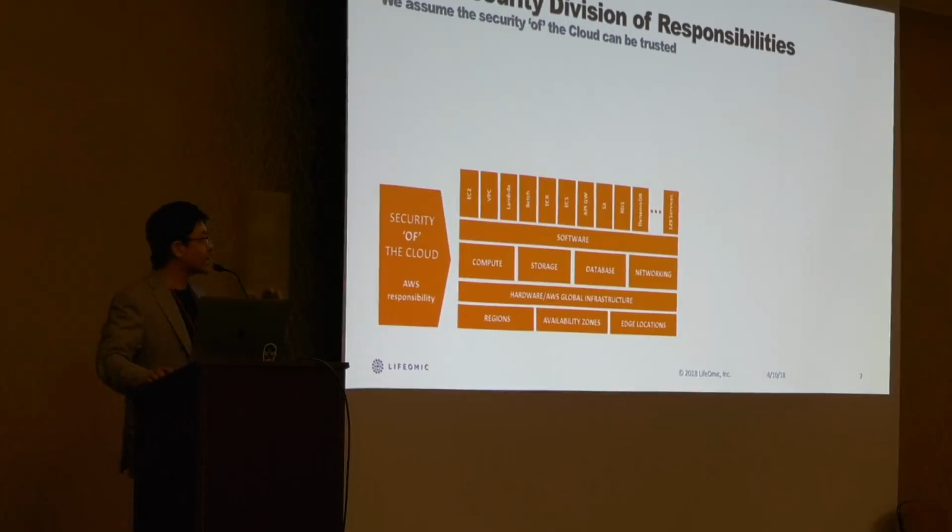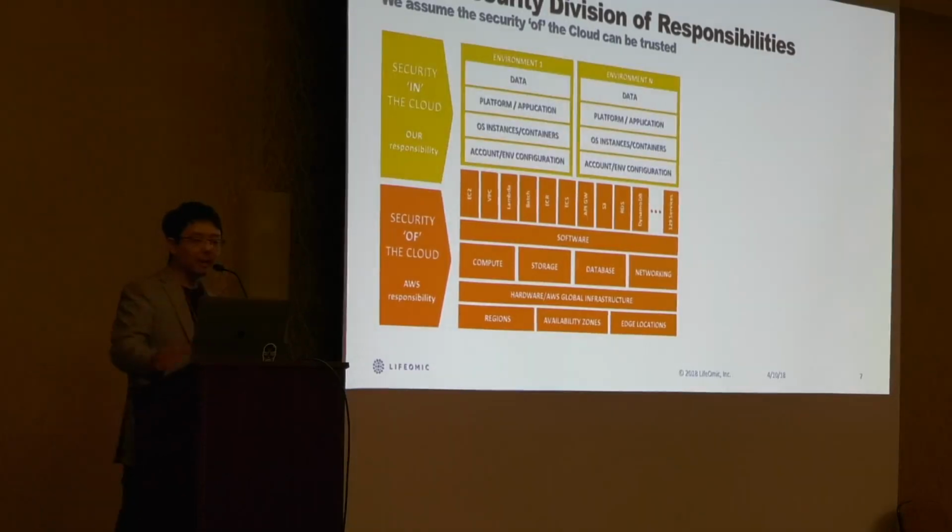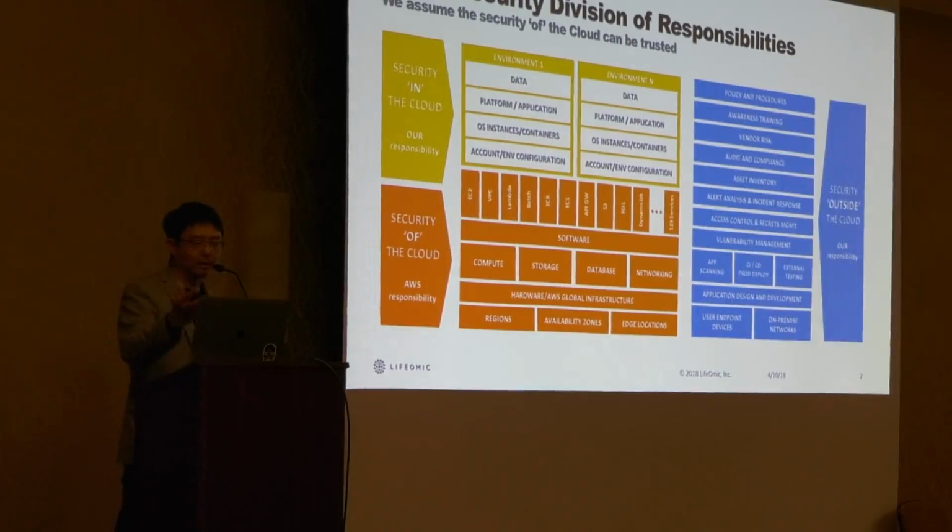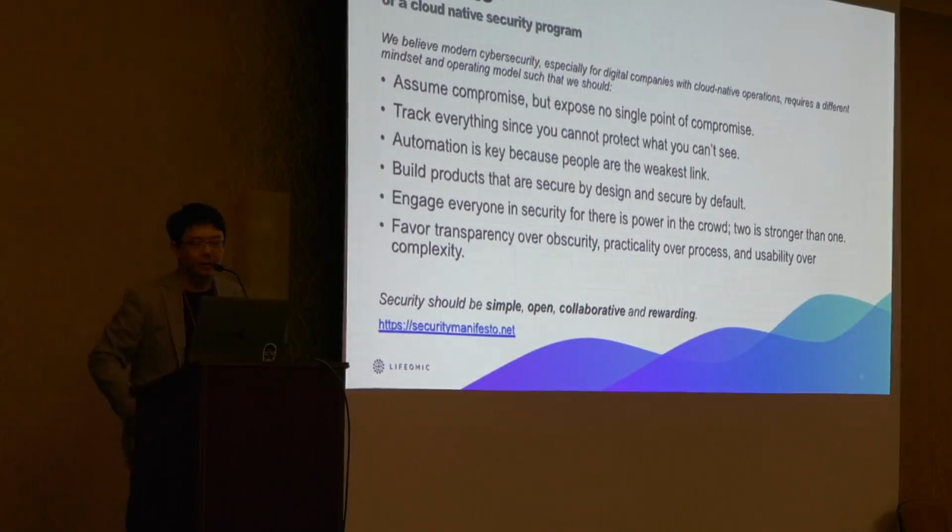And AWS provides a number of services, up to 129 of them. And on top of that, we must have security in the cloud, right? These are the things that we have to provide ourselves. And of course, there is security outside of the cloud. I'm going to fast forward a little bit in the interest of time.